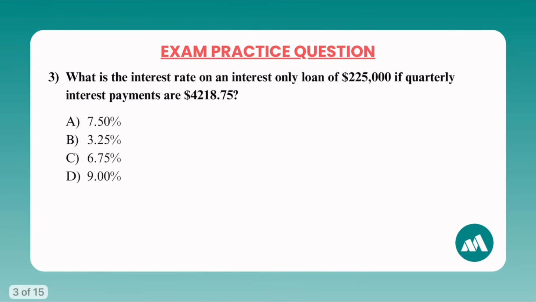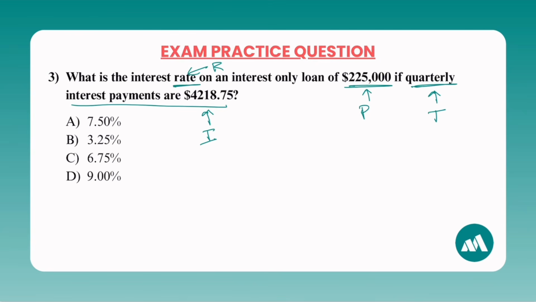Number 3. What is the interest rate on an interest-only loan of $225,000 if quarterly interest payments are $4,218.75? For this example, they are asking what is the interest rate, and we have a principal amount, and we're seeing here we have interest payments on the amount, which quarterly is giving us a time. Remember, there are 4 quarters to 1 year. And here they're asking for the rate.